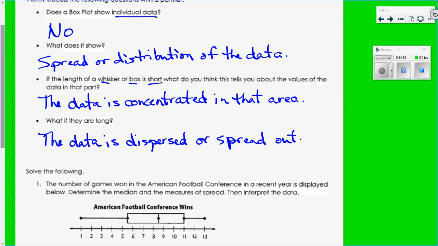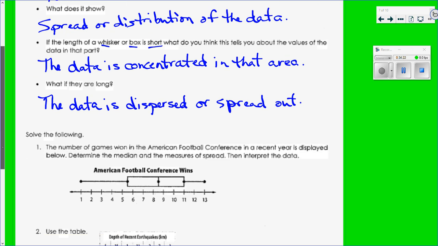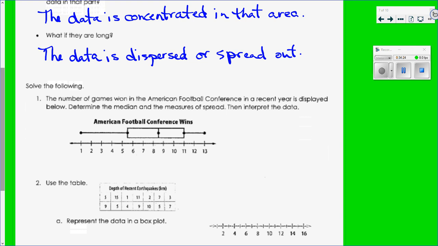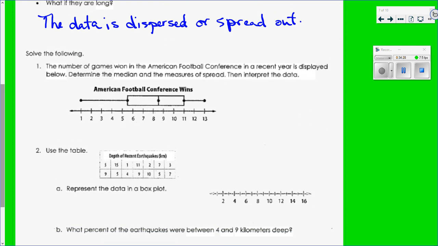Or in Cannon's terms, the opposite of concentrated. So let's look at an actual visual and see what we can tell. Given this box plot, can I tell the median and my measures of spread and then give an interpretation of the data? The median and the measures of spread are just the ones that we just went through.